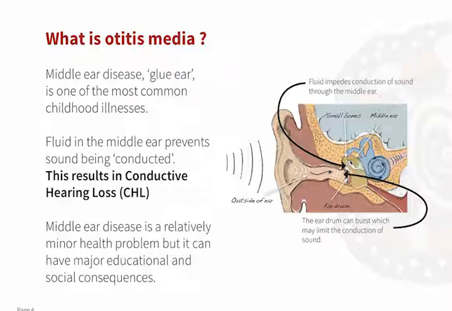Otitis media is middle ear disease or glue ear, and it's one of the most common childhood illnesses in the Western world. Fluid in the middle ear prevents sound being conducted through to the inner ear, and this results in some degree of conductive hearing loss, in contrast to sensory neural hearing loss. Middle ear disease is a relatively minor health problem, but it can have major educational and social consequences, and these are really important for teachers to be aware of.